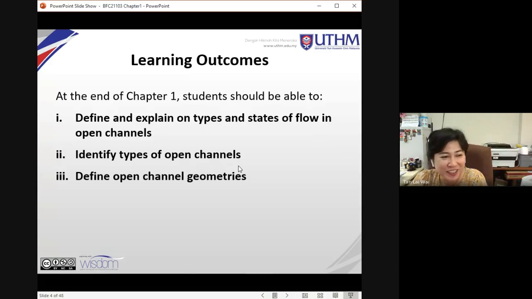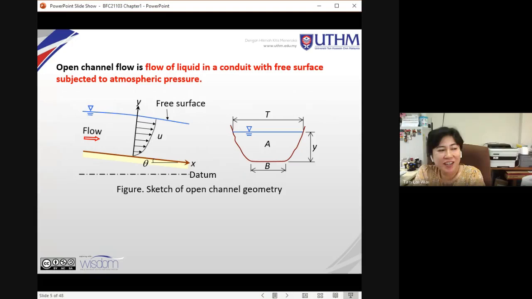Okay, so what is open channel flow? Open channel flow has a free surface which is subjected to atmospheric pressure, which you can see in the sketch here. You have the surface there. Alright, in this sketch also.